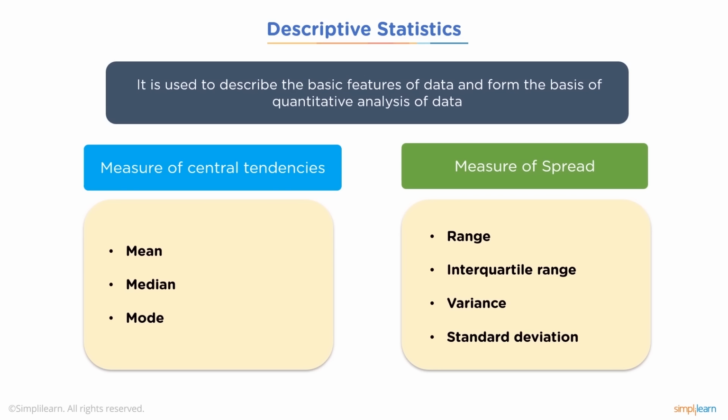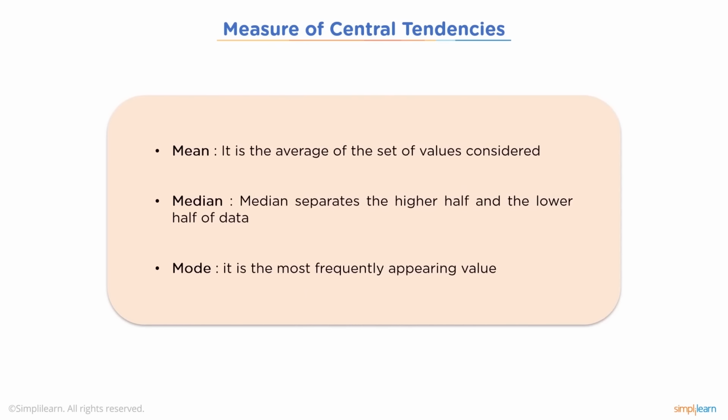Anything that's just a single number is usually a measure of central tendency. So we talk about the mean. It is the average of the set of values considered. What is the average outcome of whatever's going on? And then your median separates the higher half and the lower half of data. So where's the center point of all your different data points?